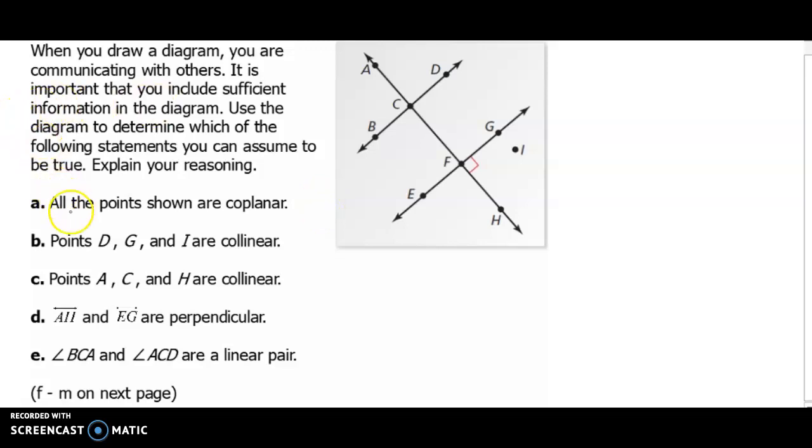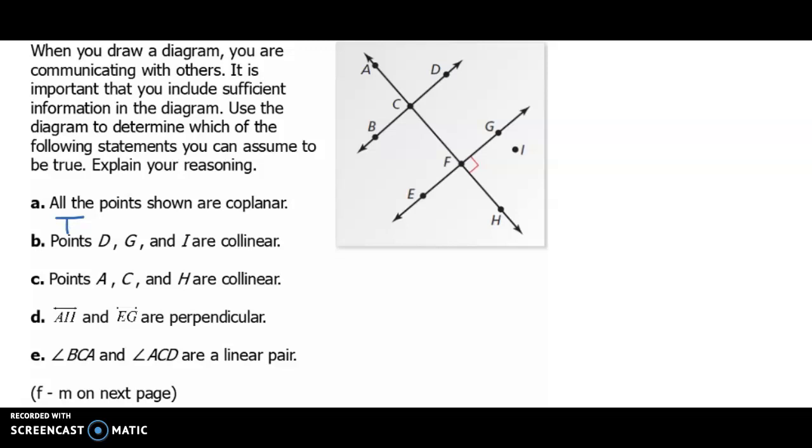Well, this is true. So from here on out, if we don't see multiple planes, if it's not very visible that you're talking about multiple planes, it can be assumed everything's on the same plane. Otherwise, it would show you different planes.